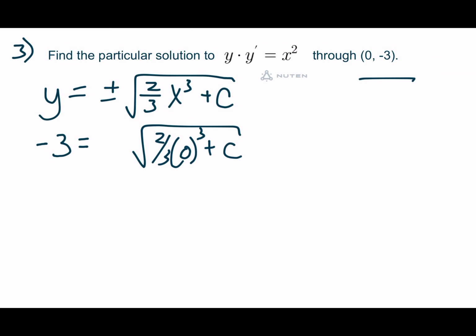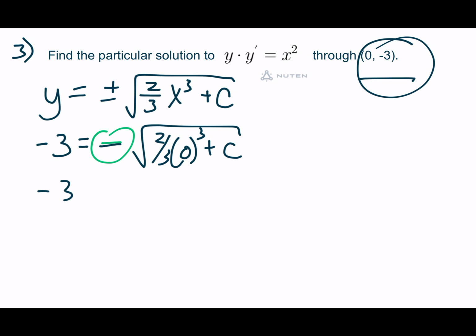the question is, what sign do I throw out front? The only way to get a negative out of a square root is to throw a negative in front of the square root. So that's what I have to do. It can't be plus or minus anymore for a particular solution. Particular means one solution. Plus or minus is options. So I need to decide if it's positive or negative, and it's really going to be by the point. If I had said through the point 0, positive 3, I would choose a positive square root, but because I said 0, -3, I need that negative in front of the square root.